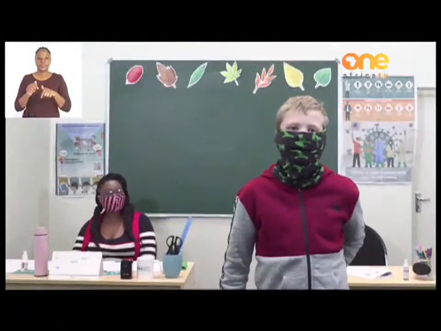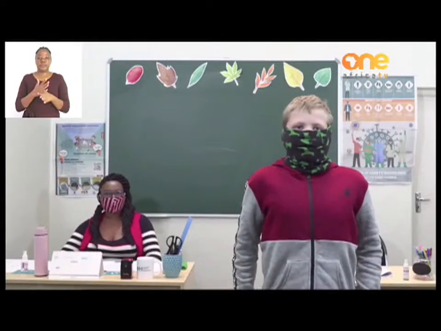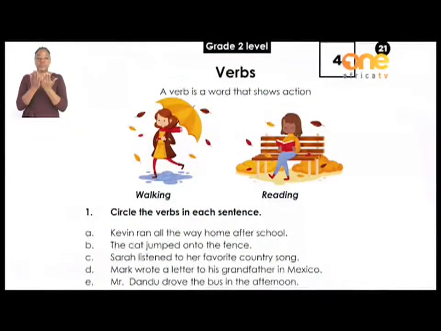Our first exercise for this lesson can be found on page 21. We are going to be talking about verbs. Now, a verb is a word that shows an action. You can see on those two pictures, someone is walking and someone is reading. Remember, an action is something you can actually do.